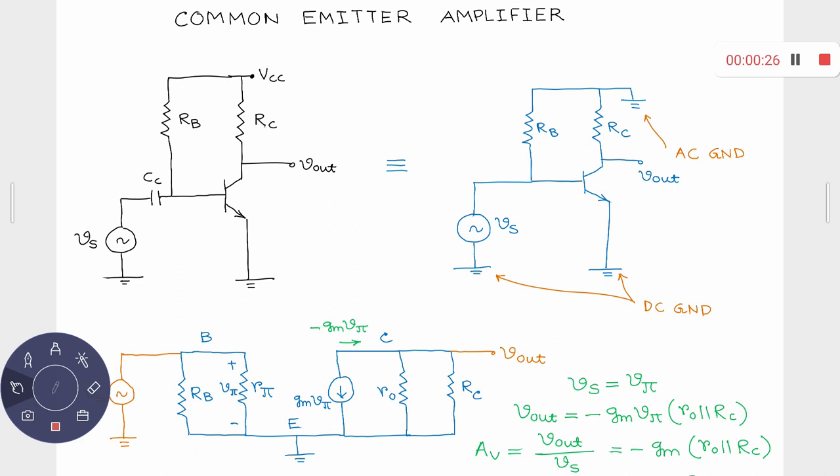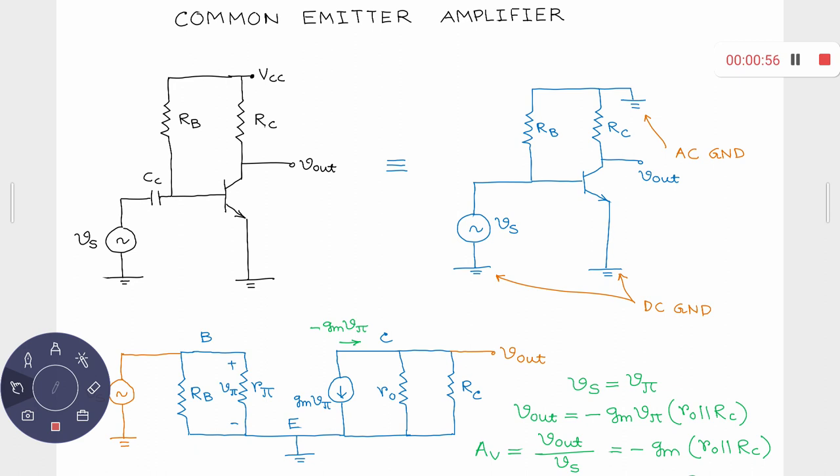gain is gm times ro parallel RC, right? That was the expression of the voltage gain. Now, what was the difficulty associated with that particular circuit? The difficulty is that since you have gm in the gain expression, and you know that gm is a function of your thermal voltage, and it's also a function of the DC collector current. So, what happens? This gain is very much sensitive to the bias value. That means the gain is also sensitive to the temperature.